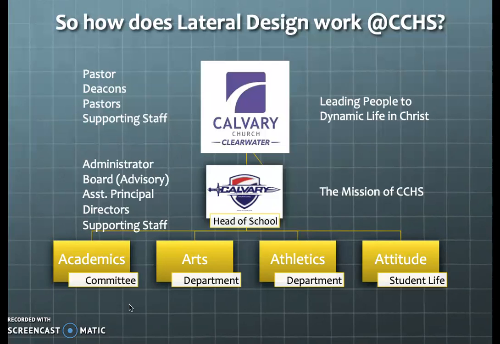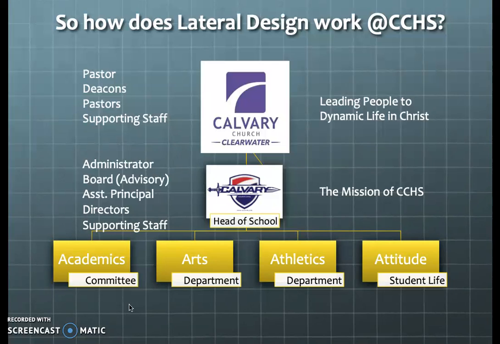You have an administrator or head of school. You have the board, which is very important for us to understand here. Our board for this nonprofit is set up as an advisory board. The head of school does let the board know of decisions and does at times want the board's input when a staffing issue comes up, a legal issue, financial. The board does approve certain things or shows support by votes of certain decisions. After the board, you have the assistant principal, and then directors, and then supporting staff, which would be administrative staff or teachers.